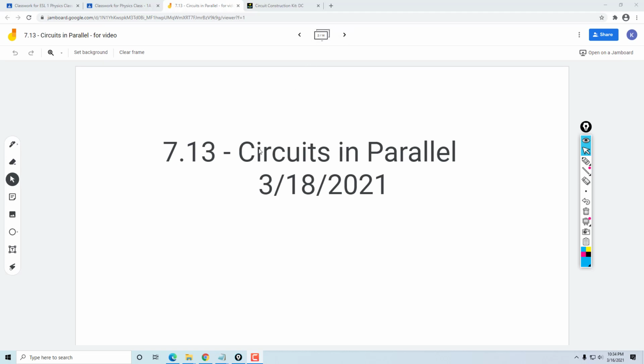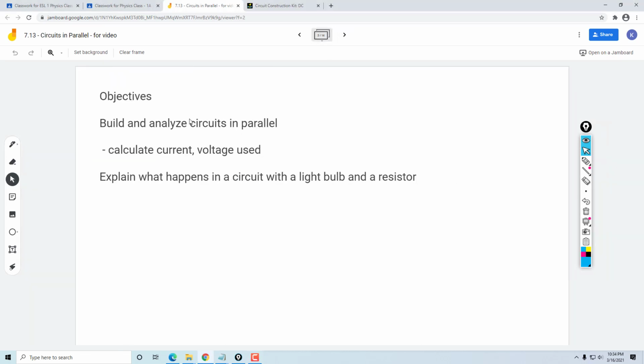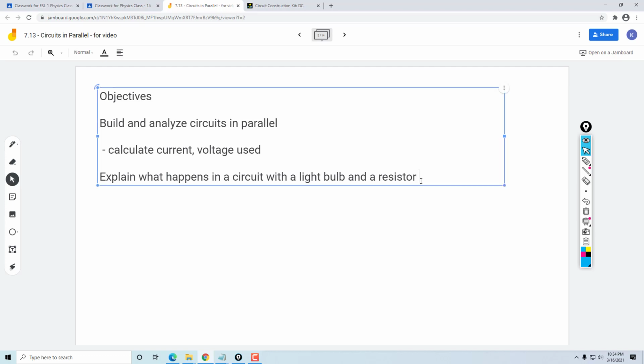7.13. We're going to analyze circuits in parallel. So we'll build and analyze circuits in parallel. We'll figure out the current and voltage used by each component, and we will explain what happens in a circuit with a light bulb and a resistor in parallel.